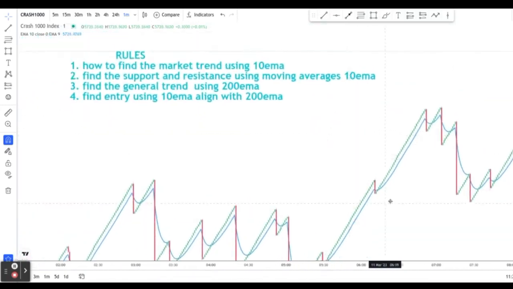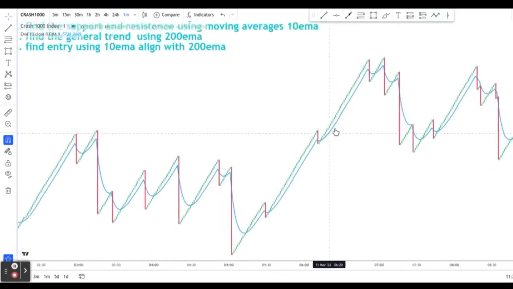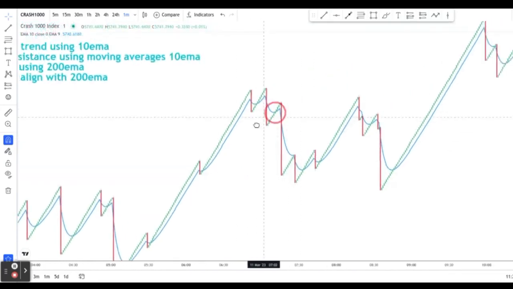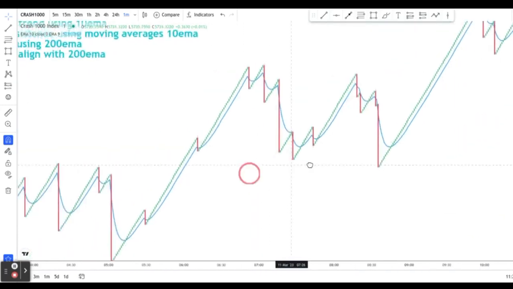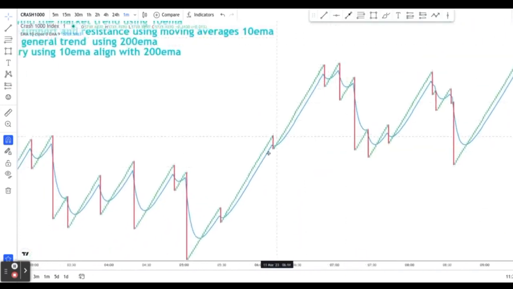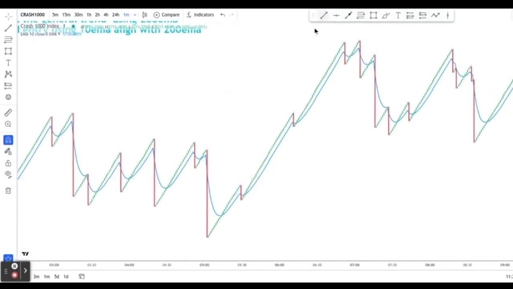We have successfully done the first rule, find the trend using this moving average, 10 EMA. So we are still on this 10 EMA. How do we find support and resistance? In every one of my videos, I always explain how to find support and resistance using the moving average. When the candle is above the moving average, something like this, it means the moving average is working as a support level. That is supporting the market when the market is in uptrend.